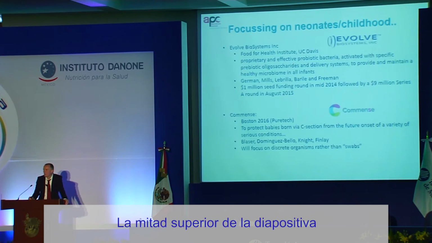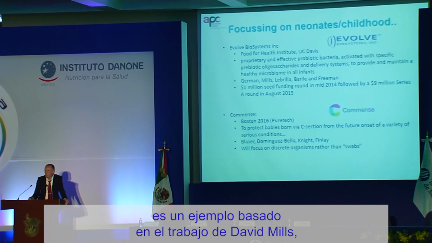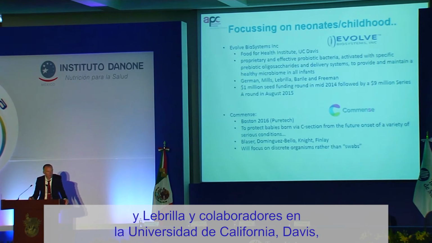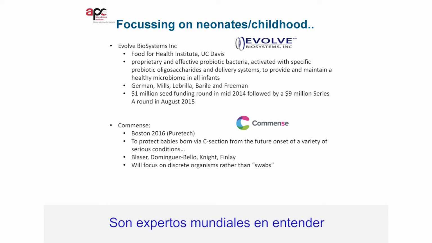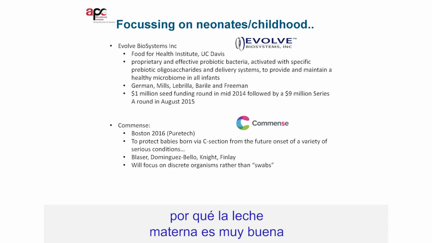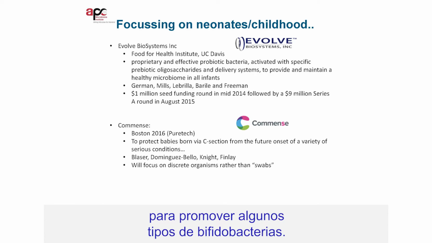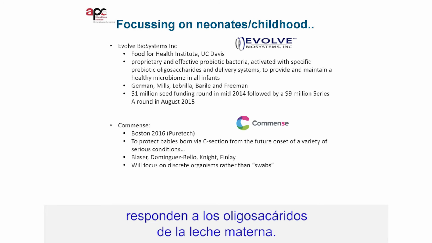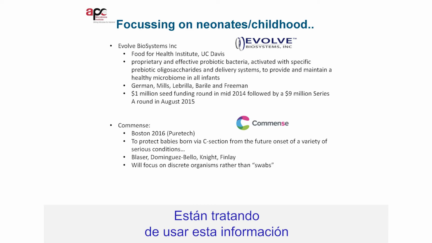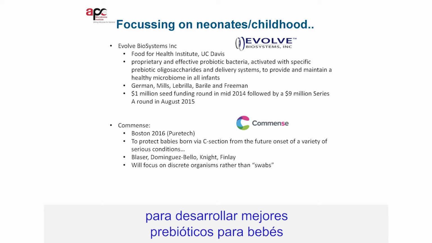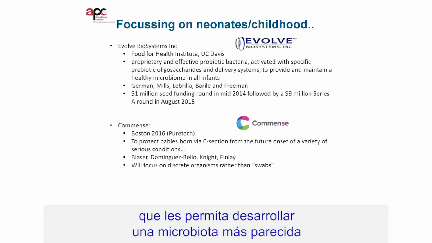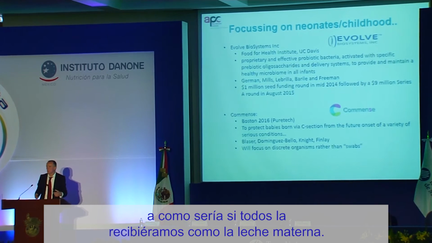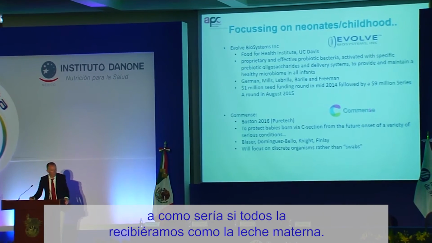The top half of the slide is an example based on work by David Mills, Lebrilla and colleagues at UC Davis in California. They are world experts in understanding why breast milk is so good at promoting certain classes of bifidobacteria. It's only some subspecies and some strains of bacteria which respond to the human milk oligosaccharides in breast milk. And they are trying to use this information to develop better prebiotics for human infants to allow them to develop a microbiota which is more like what the gold standard would be if we were all receiving, as infants, human breast milk.